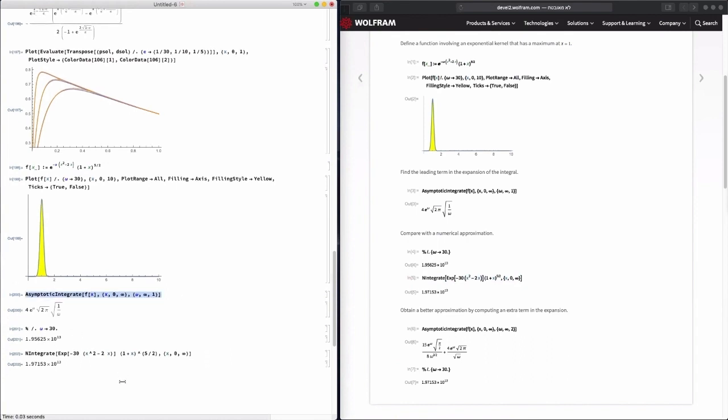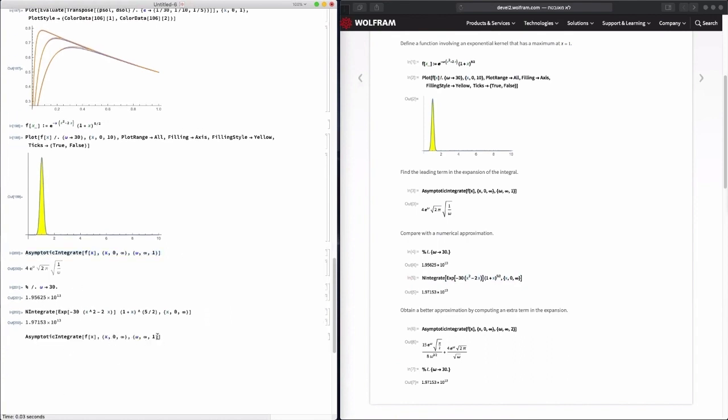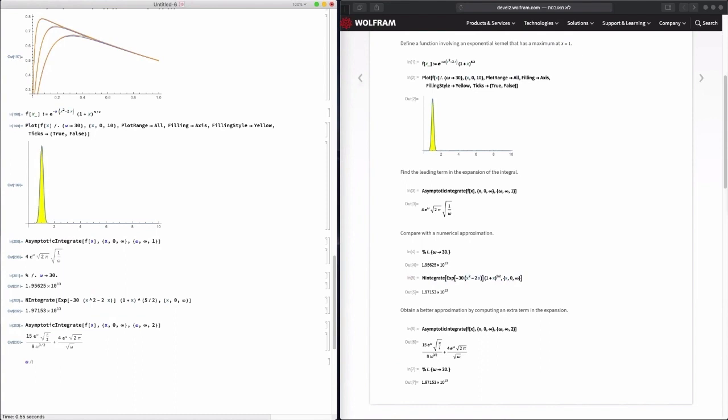If we take this and change the 1 to the 2, so we get one more term in our expansion, and now we plug in again, whoops, omega goes to 30. Then we get within machine precision, so the 6 or so display digits of machine precision, the exact answer. So again, this pretty quickly gives us good solutions.